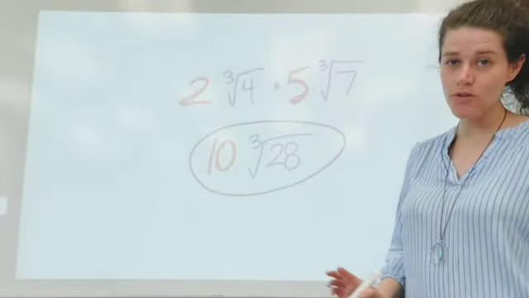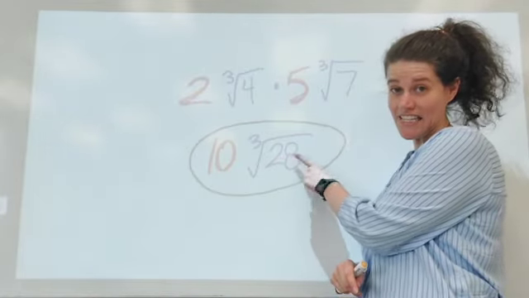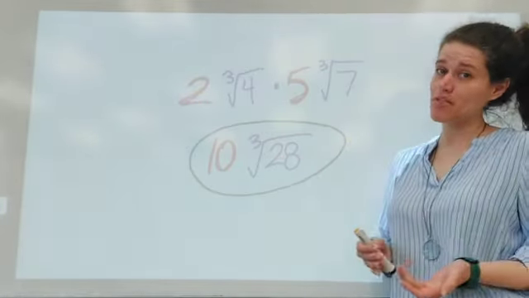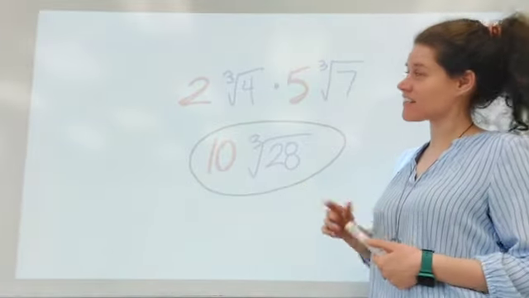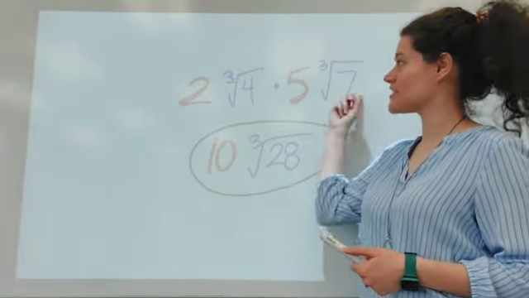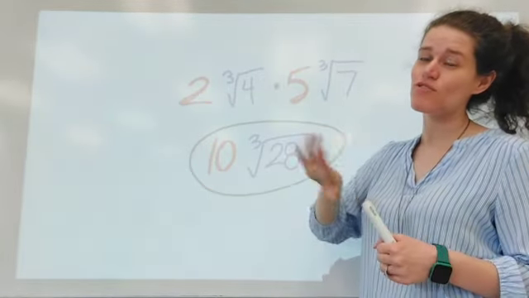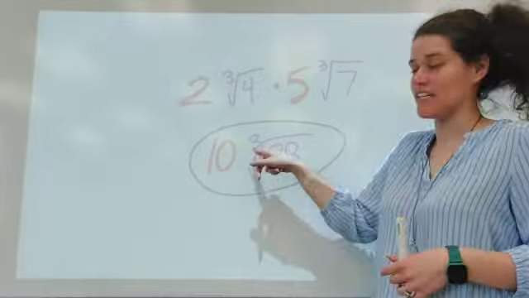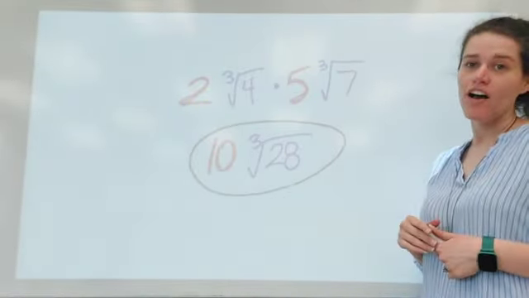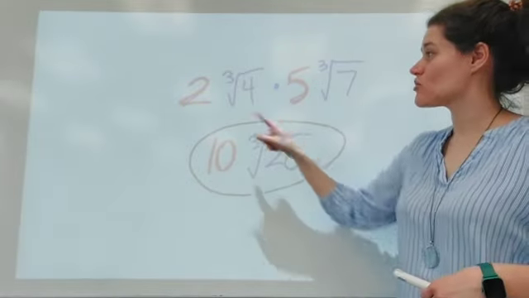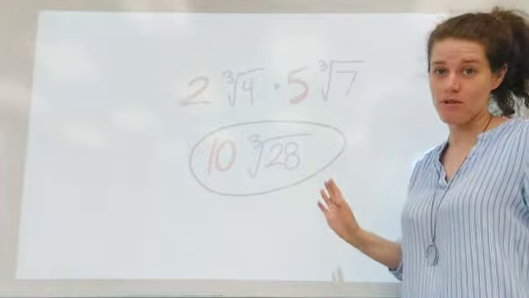So this is 10 cube root of 28. Now what you do want to be careful of here is just make sure that the number that's left on the inside of the radicand can't be simplified any further. In this case, it can't, because it'll split into 4 and 7. That'll give me 2 2s and 1 7, so there's no groups of 3 here. This one is done. 10 cube root of 28, so it's just 2 times 5 and 4 times 7. That's all that multiplication needs.